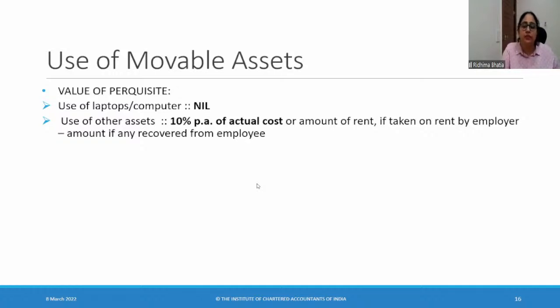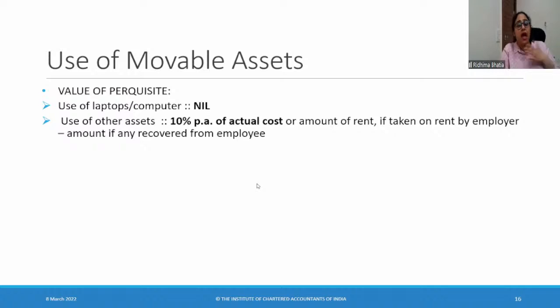Use of other assets. Other assets means they give you a TV to use, or they give you a fridge to use. Then whatever is the cost, 10% per annum of it would be your perquisite. Just like we did it for car, just like we did it for furnished accommodation. Similarly, if they have given you any asset to use, 10% of the actual cost.